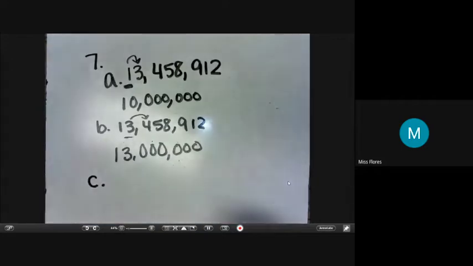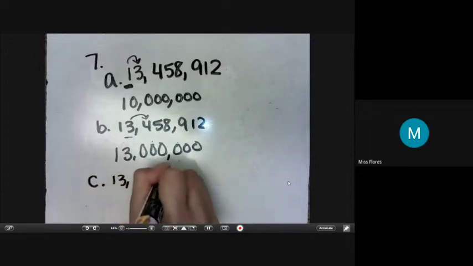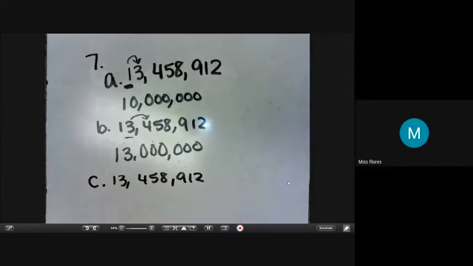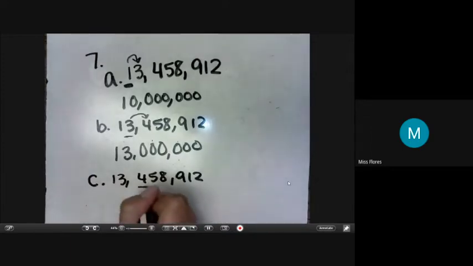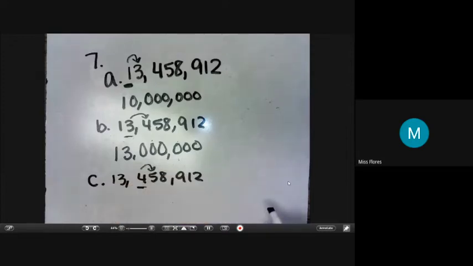C, again, is the same number, and it says to round to the nearest 100,000, okay? So what number is in the 100,000? That's going to be our 4, okay? So that means we look at the 5, and we know that 5 and above, you round up. So the 1 and the 3 stay the same. 4 gets rounded up to 5, and everything else gets a 0.